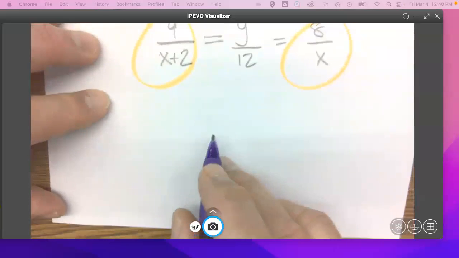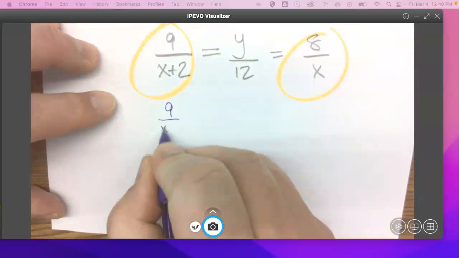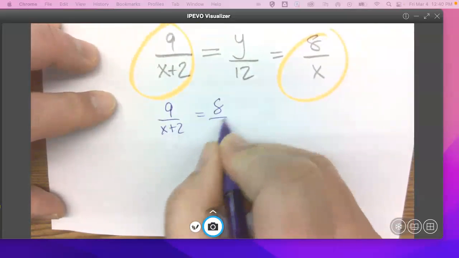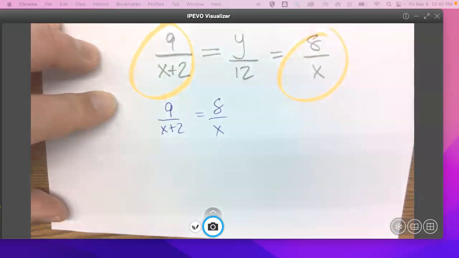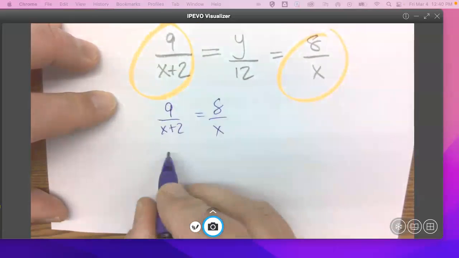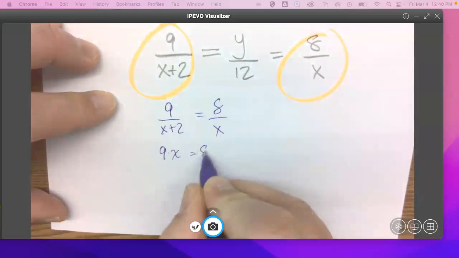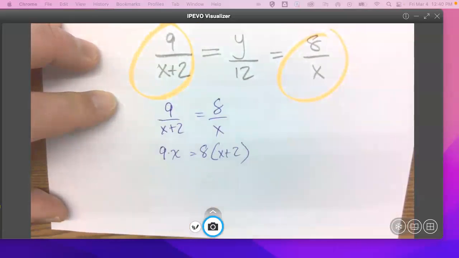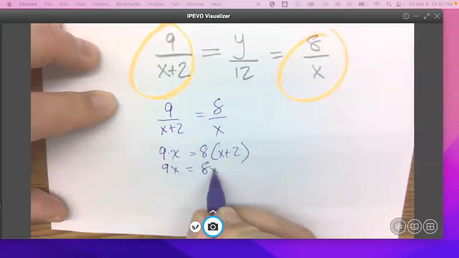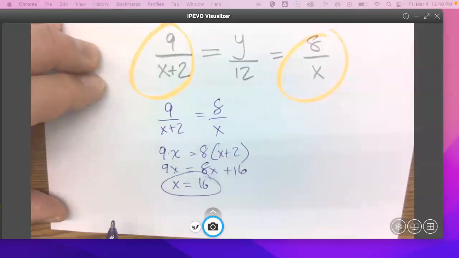So I'm going to say 9 over X plus 2 equals 8 over X. And this is a proportion, ratio equals ratio. So I solve it by doing what? Yeah, cross multiply. So 9 times X equals 8 times X plus 2. I'll distribute, and I get 9x equals 8x plus 16. Subtract the 8x, and I get x equals 16. Easy peasy.